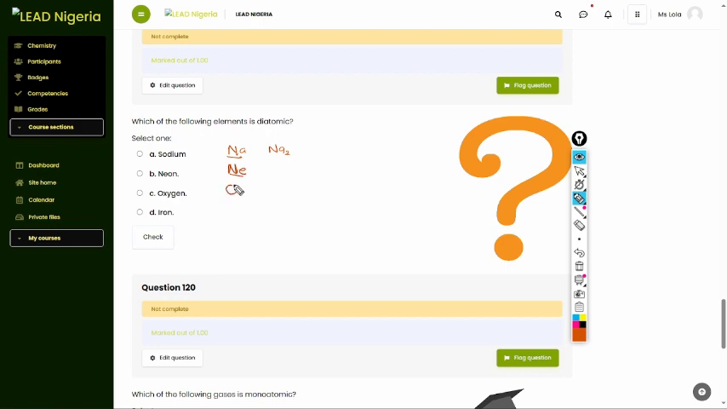Now, oxygen is a non-metal. Oxygen is not stable as just one atom. So two atoms of oxygen have to come together to give us an oxygen molecule, and that's why you find oxygen written as O2 gas. Now, iron is a metal, so iron can stand on its own as a monoatomic element. So the answer is oxygen here, which means option C.